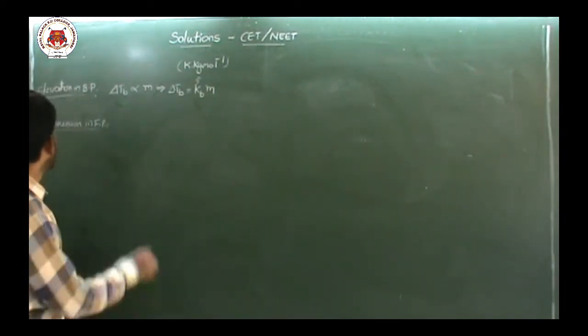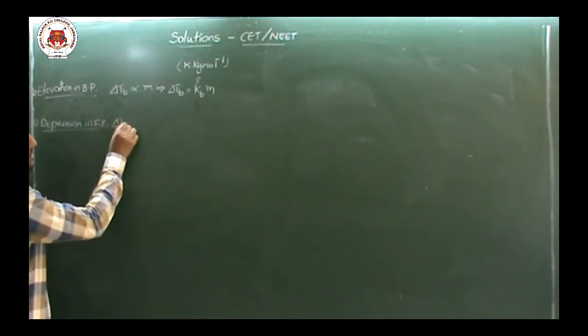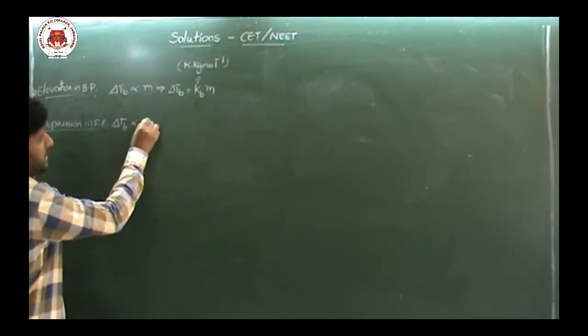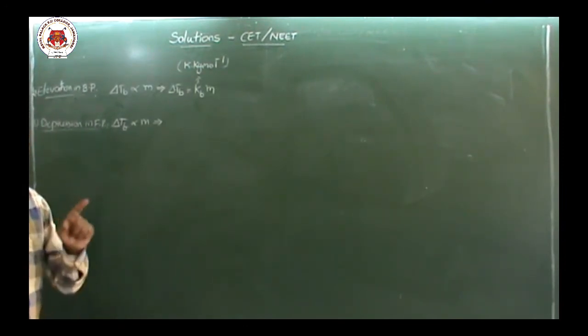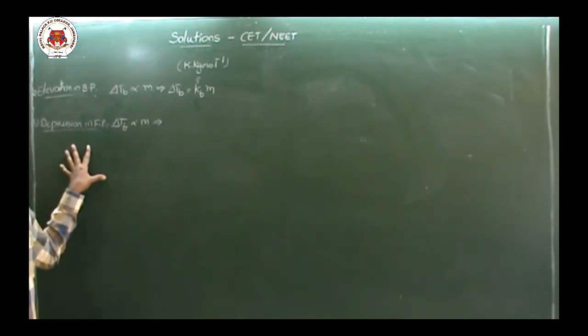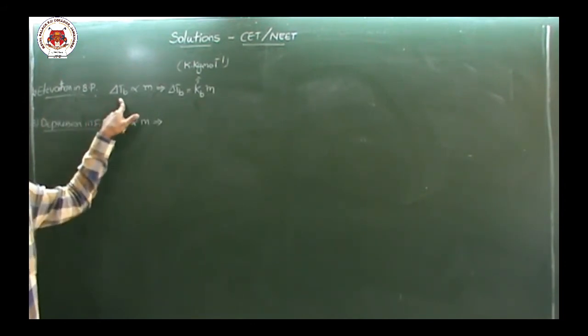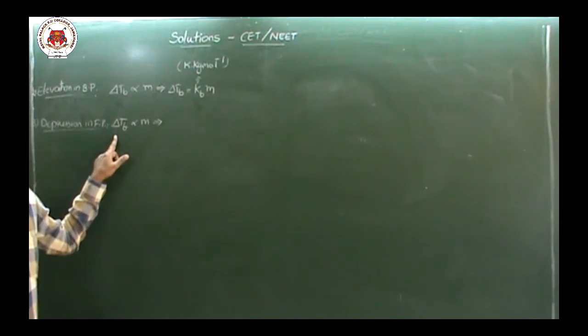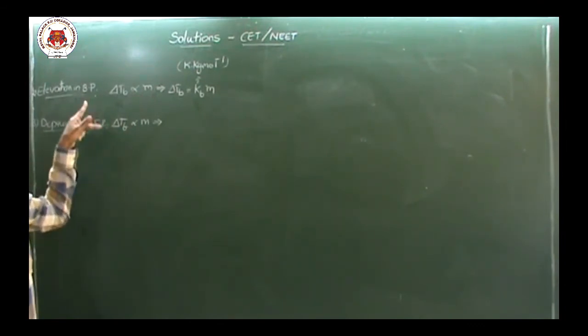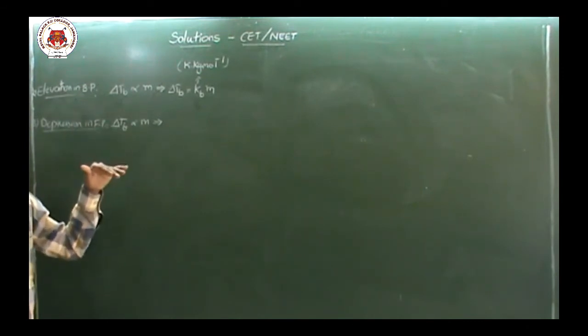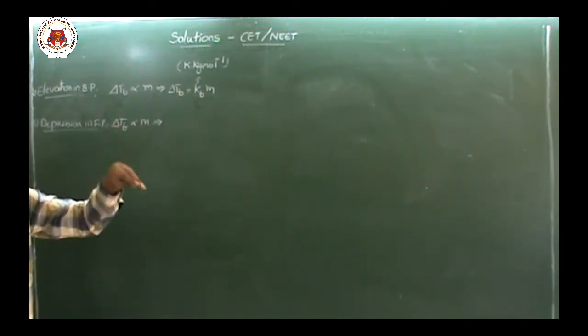Okay. Similarly, depression in freezing point is also a colligative property and it is proportional to molality. Now what is the depression in freezing point? Decrease in the freezing point of the solution by the addition of non-volatile solute is called depression in freezing point. Depression is decreasing. Elevation is increasing. So boiling point of solution is increased. Freezing point of solution is decreased. So these two properties show the same kind of effect by addition of non-volatile solute to a given solvent.